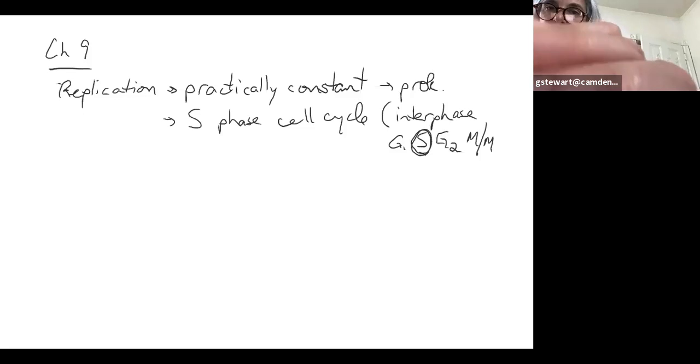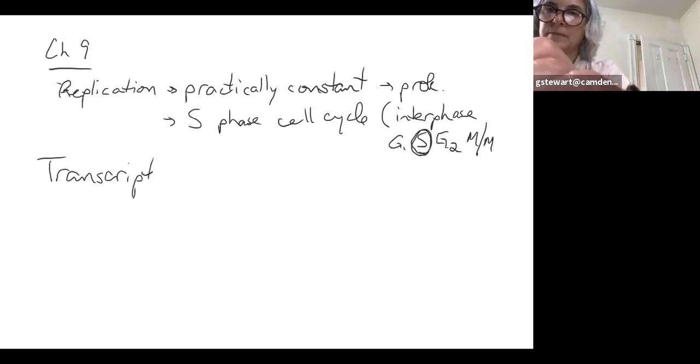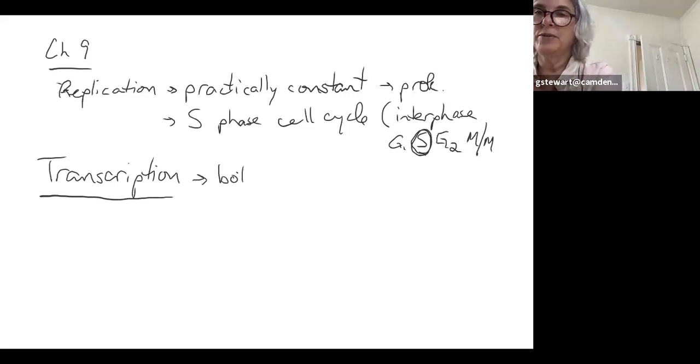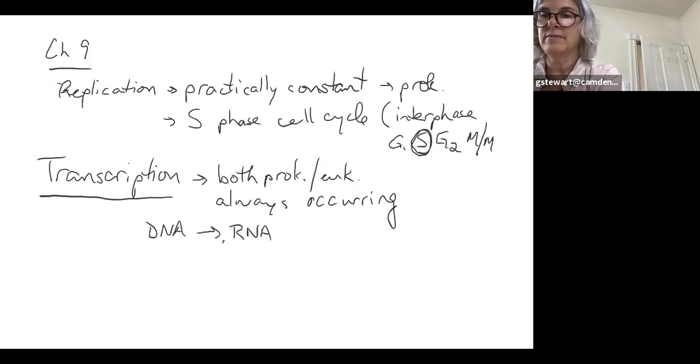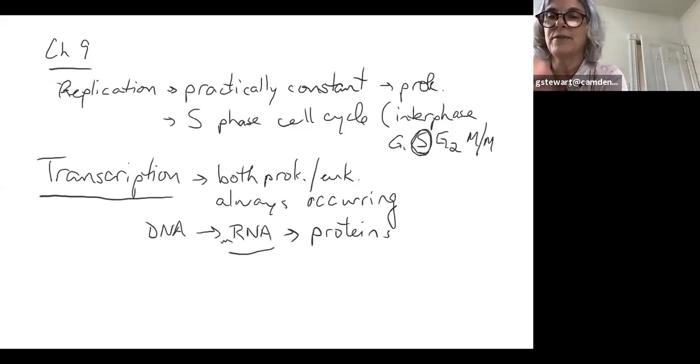Now, the next part of chapter 9, which is our focus for today, transcription. In both prokaryotes and eukaryotes, this is going on, we would say, ubiquitously or constantly, right? This is always occurring because transcription is the first step on the pathway from DNA to protein, right? So it goes DNA, RNA, messenger RNA predominantly, and that's how the cells build their proteins. So what we're going to focus on today is how we get from DNA to RNA. That's the transcription part, DNA to RNA.